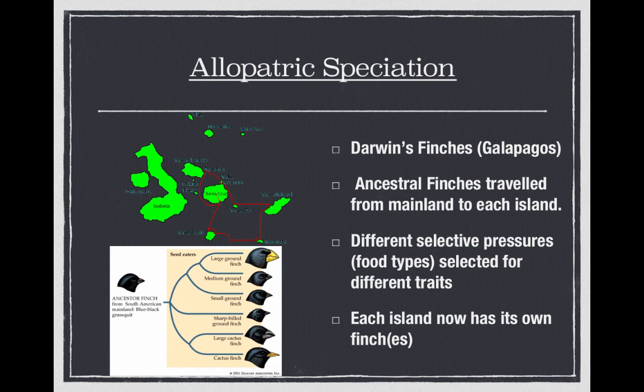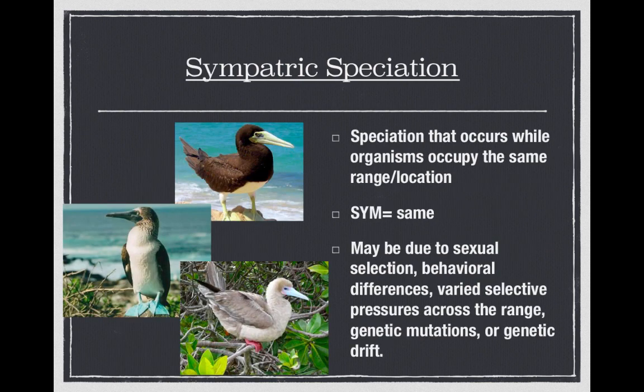When we talked about the finches, all these islands have different habitats, different selective pressures. So there was some main finch that made it over from the mainland, probably in a storm or something like that. And as it went to the different islands, the different selective pressures chose for different traits, different beak types. So each island now has its own finches. And again, that's because they're all in different locations, different foods, and those different foods selected for different traits.